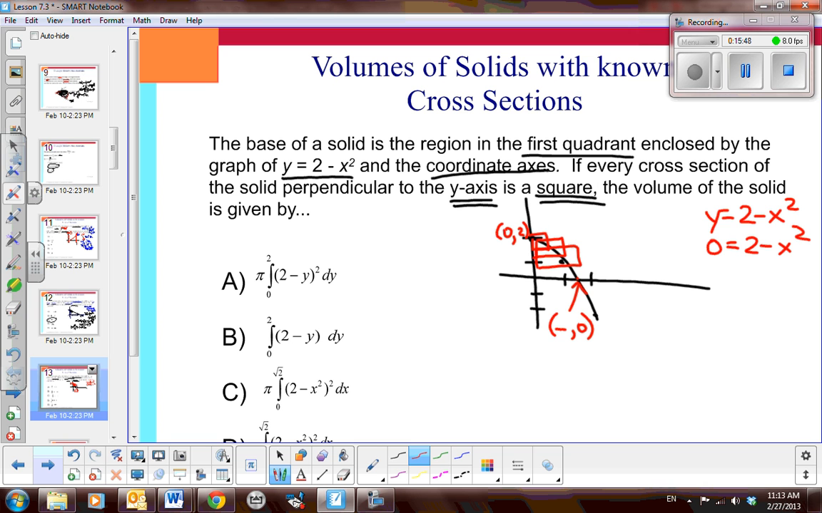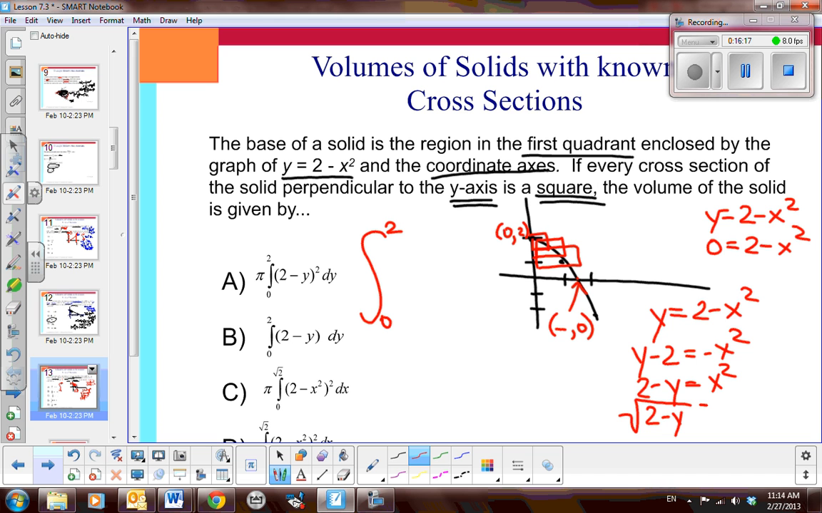Okay, but since everything does have to be in terms of y, I'm going to integrate from 0 to 2, but my function, y is 2 minus x squared, so I have to rewrite that because it has to be in terms of y. So y equals 2 minus x squared, so let's solve for x. Subtract 2, y minus 2 equals negative x squared, divide by a negative, 2 minus y equals x squared. So we're looking at the square root of 2 minus y is equal to x. So we're going to integrate the function, the square root of 2 minus y.